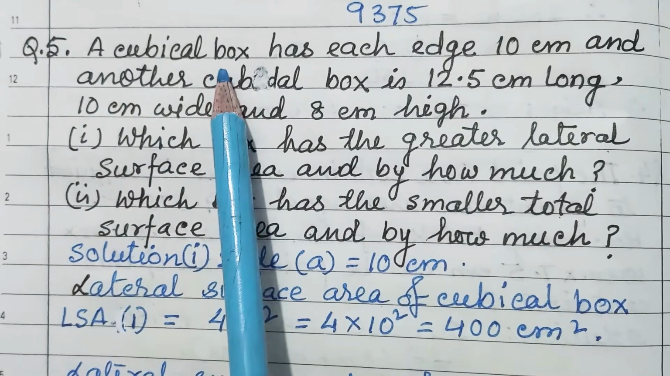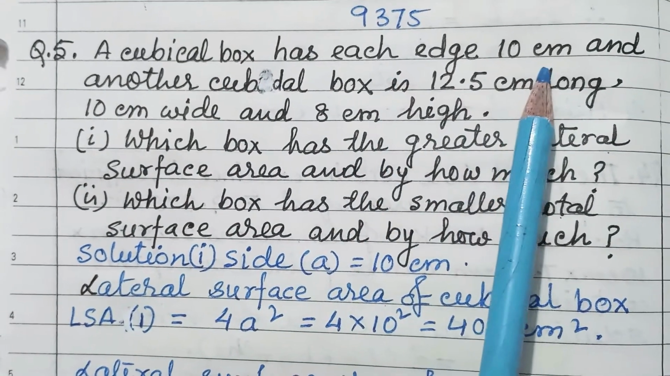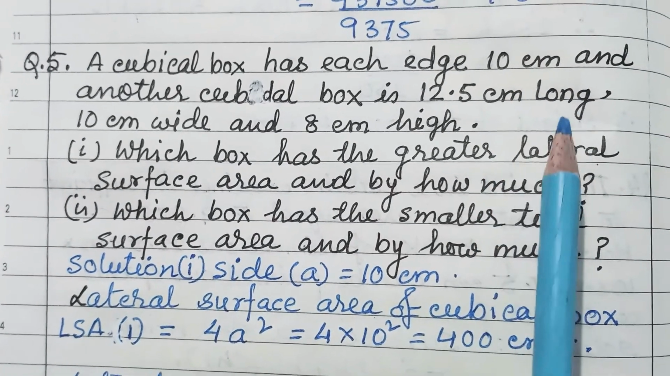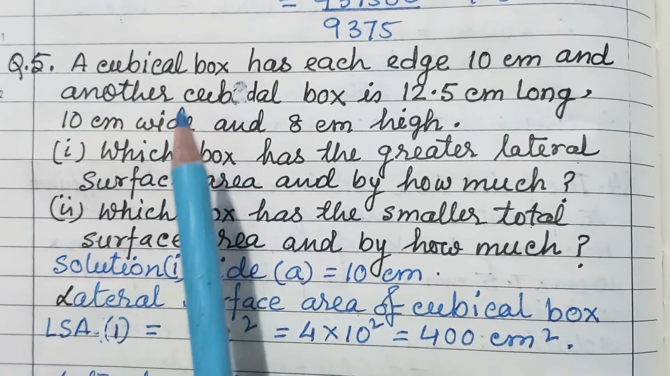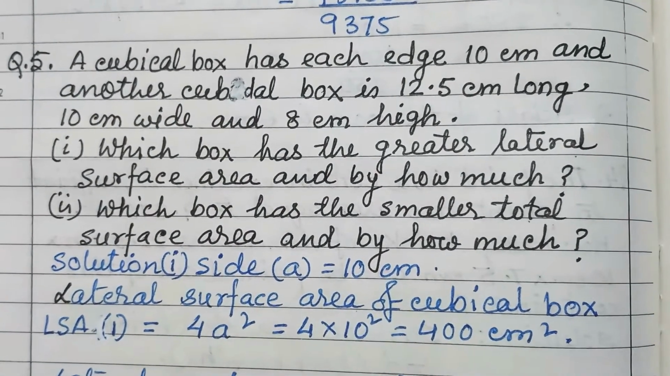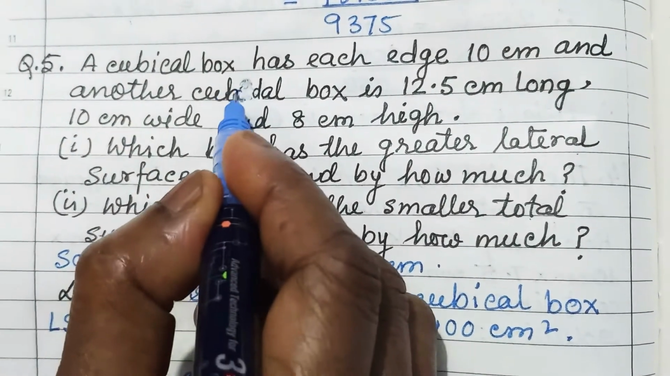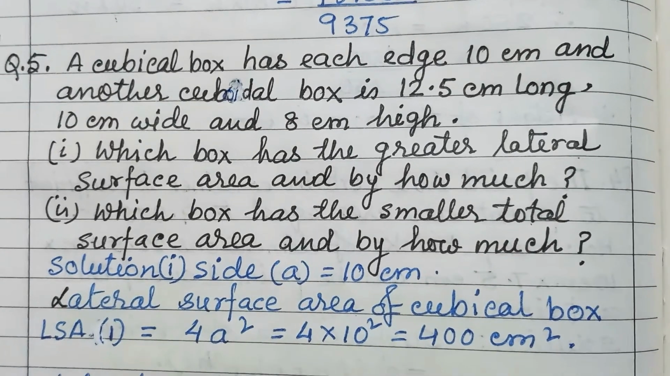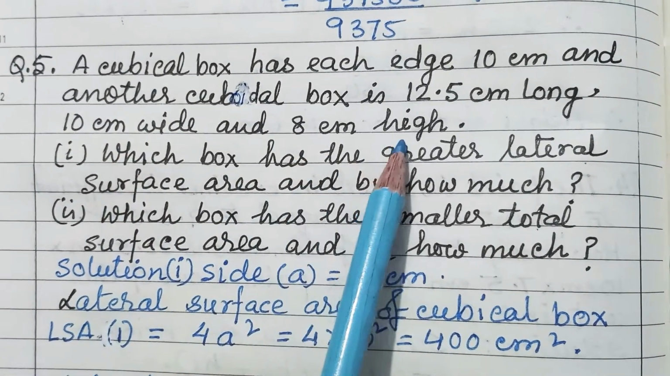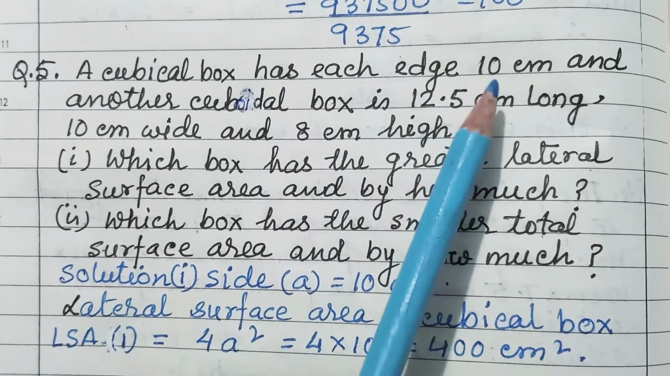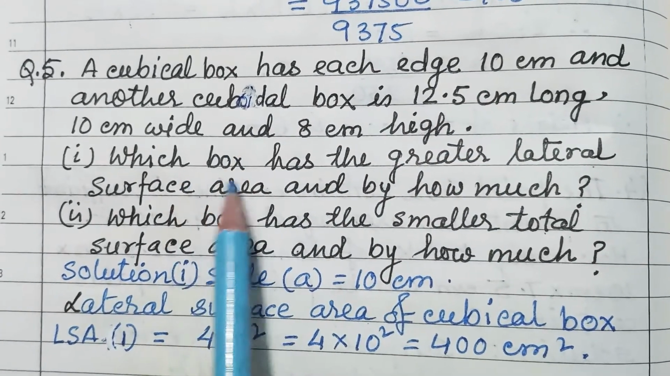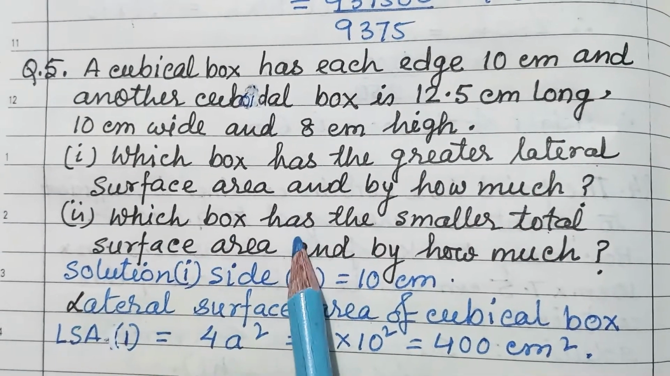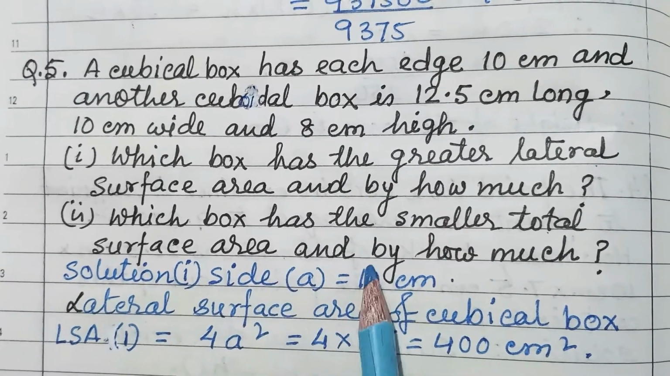Next question: a cubical box has each edge 10 centimeter, and another cuboidal box is 12.5 centimeter long, 10 centimeter wide and 8 centimeter high. One cube and one cuboid. Which box has the greater lateral surface area, by how much, and which box has the smaller total surface area and by how much?